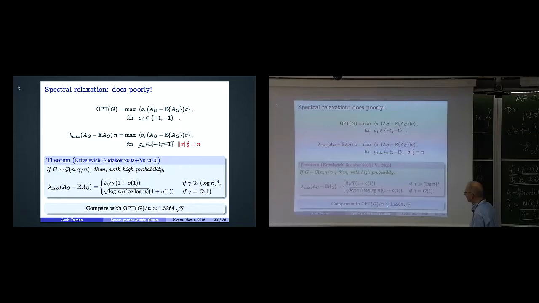So instead of getting square root of gamma times a constant, when gamma is order of one, you get a big thing. Right? So the factor is huge. There is no relation between what you did and what you should have done. Okay, so this is really doing it very poorly.